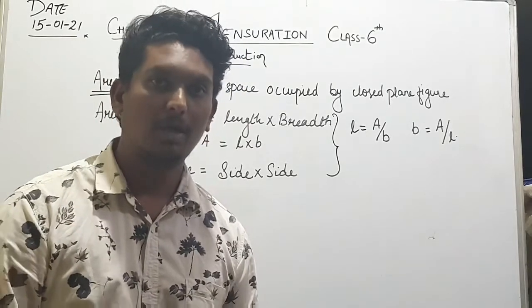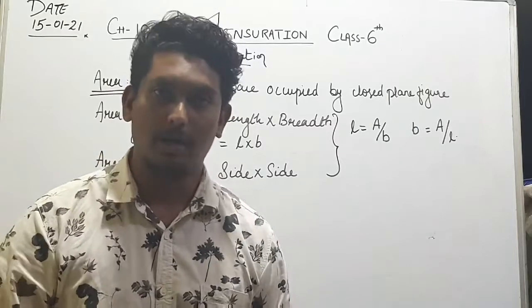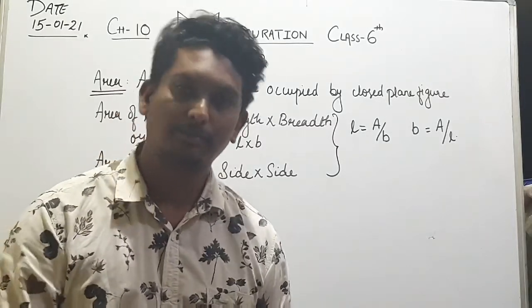This is all about perimeter and area of rectangle and square. Hope it is clear to you. Just go through it.